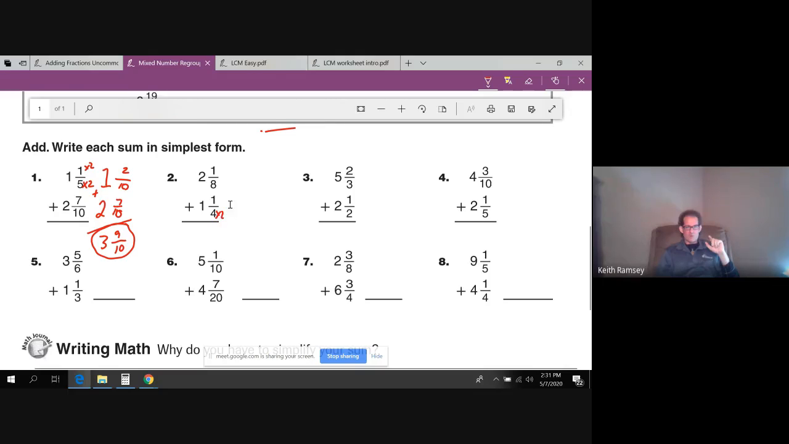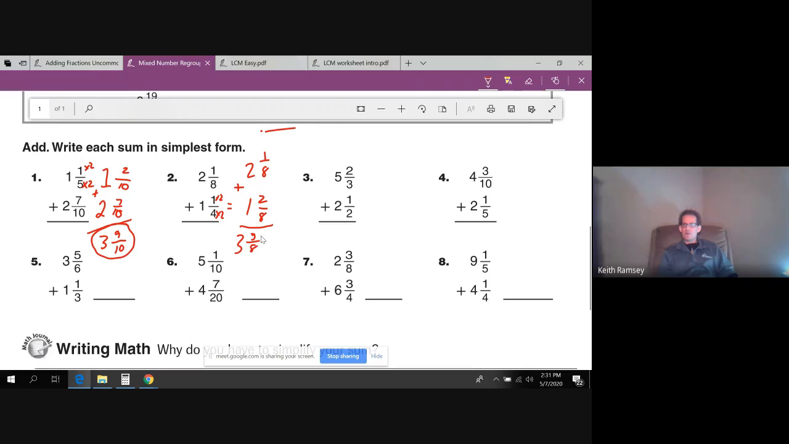2 times 4 is going to equal 8. And 2 times 1 is going to equal 2. So this changes to 1 and 2/8 plus 2 and 1/8. So now I'm ready to add my mixed number because my denominators are the same. So 2 plus 1 is going to be 3. 1 plus 2 is 3. And the bottom stays 8.